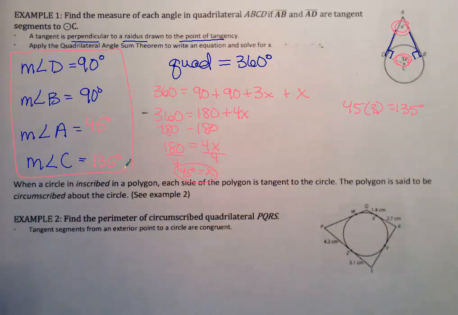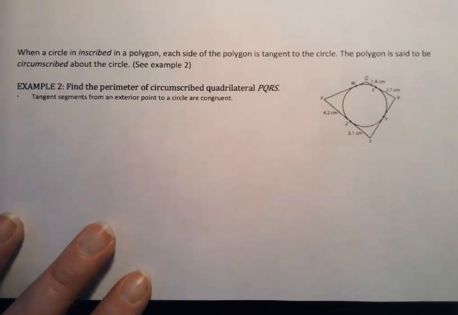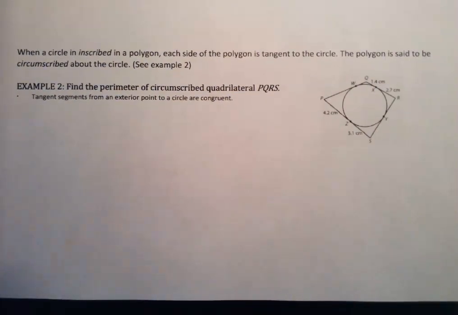Okay, let's look at the next one. Let's clear all this up. Okay. When a circle is inscribed, that should say is inscribed, in a polygon. Do you remember what inscribed means?